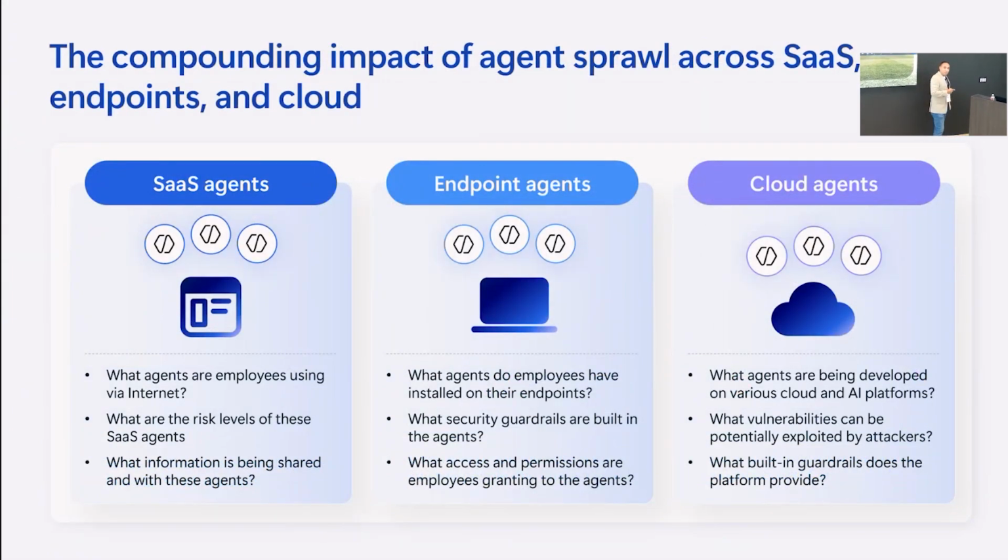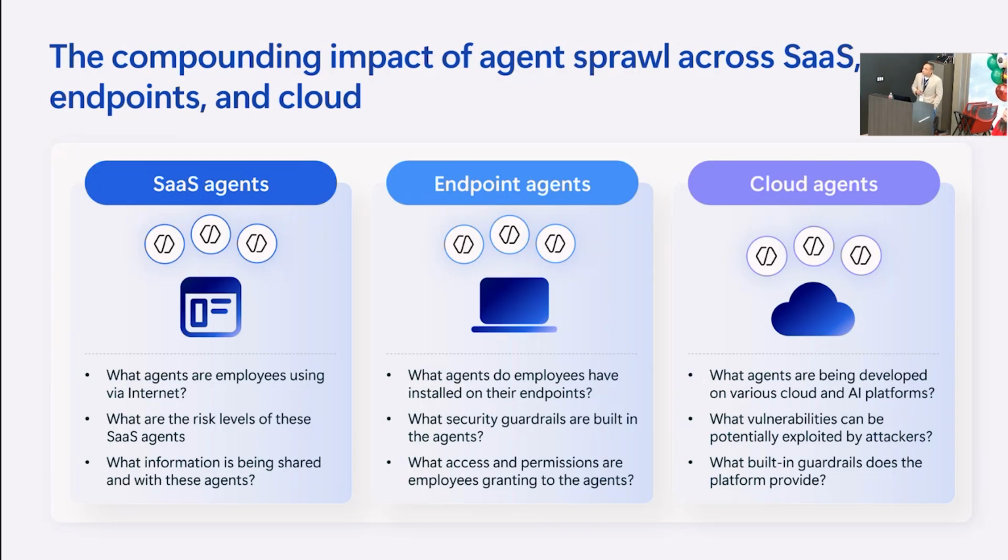So, the compounding impact of agent sprawl across SaaS, endpoints, and cloud. For the SaaS agents, asking questions: what agents are employees using via the internet? What are the risk levels of the SaaS agents? What information is being shared with these agents?